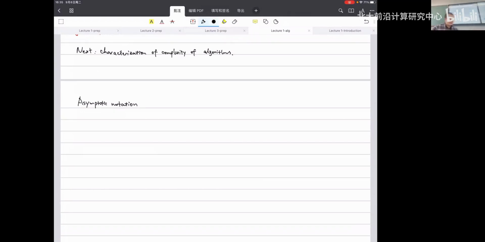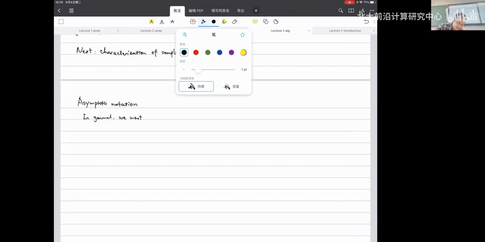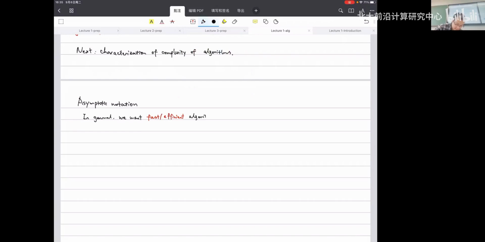So in general, as I just mentioned, we want good algorithms. Good is really too broad, but in general, we want, let's say, fast, or maybe efficient algorithms that run quickly on inputs, that run quickly on real inputs.